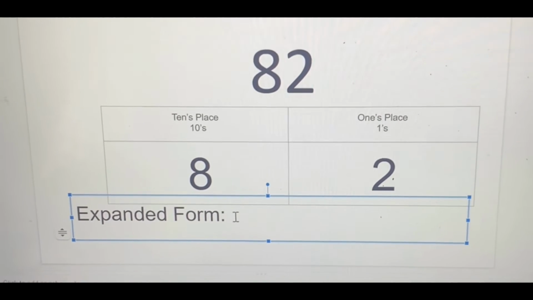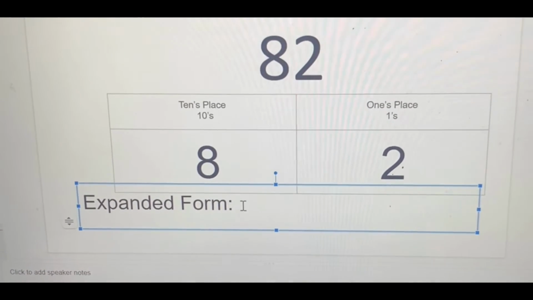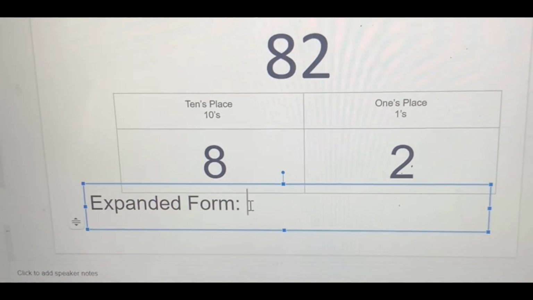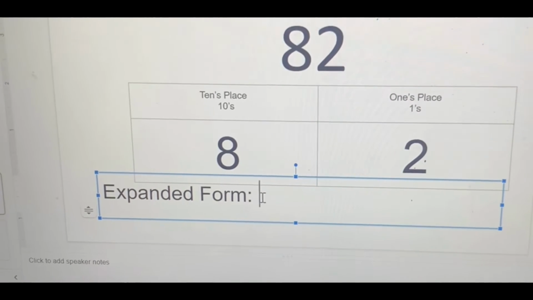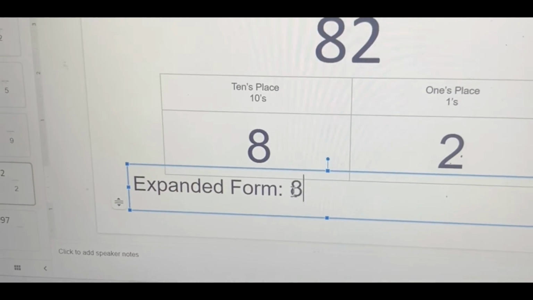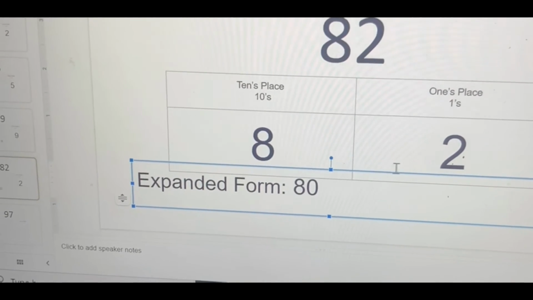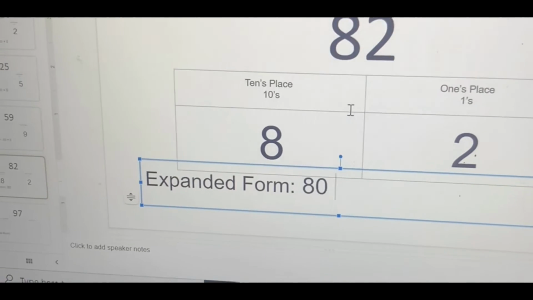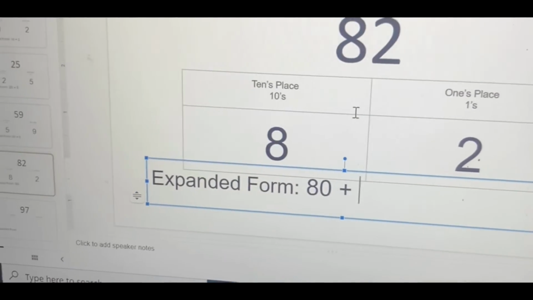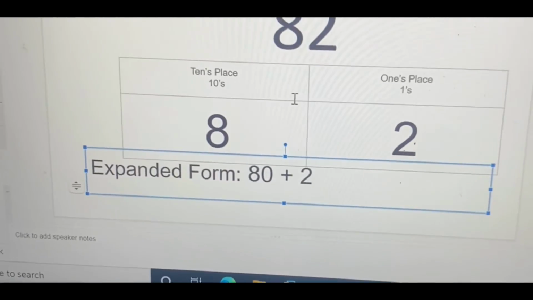So the final step for this problem, I'm going to write the number 82 in expanded form. You just heard me count by tens. So 8 tens is equal to a value of 80. So the value in the tens place is 80. 2 ones is a value of 2. So the value in the ones place is 2. So 82 in expanded form would be 80 plus 2.